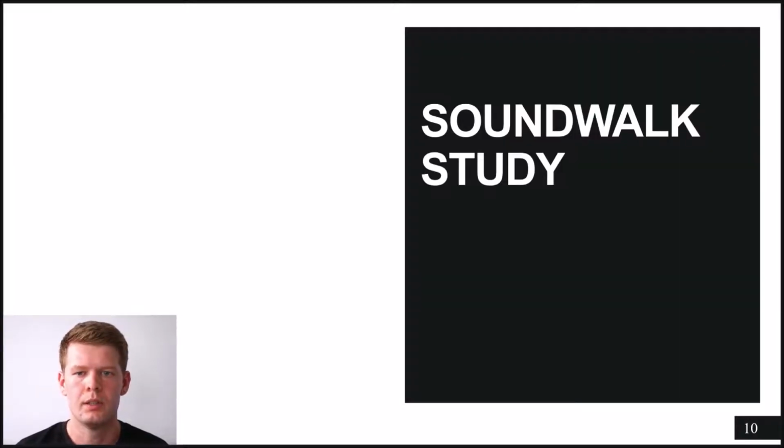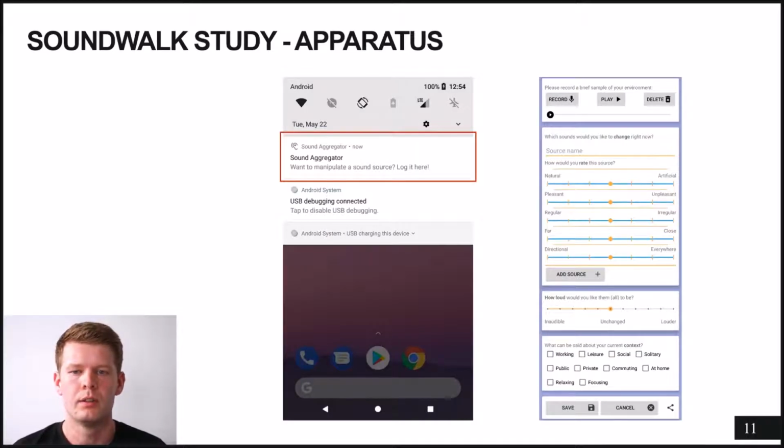As a first step, we conducted a week-long field study in the style of SOUNDWALKs, which is a walk basically with a focus on listening to the environment. Therefore, we implemented an Android application and conducted an event sampling study with 12 participants.